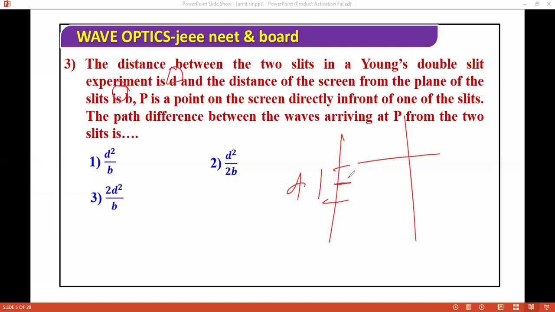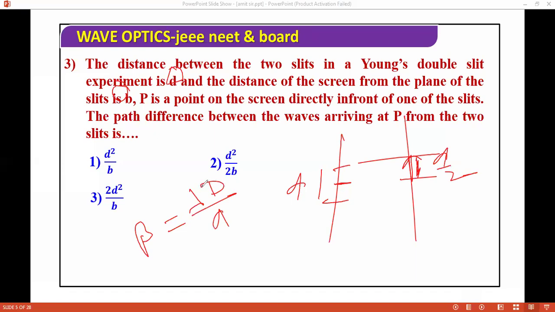From here you can say the fringe width is directly given. This will be d over 2. Basically beta, the fringe width, is given directly as lambda D by d.